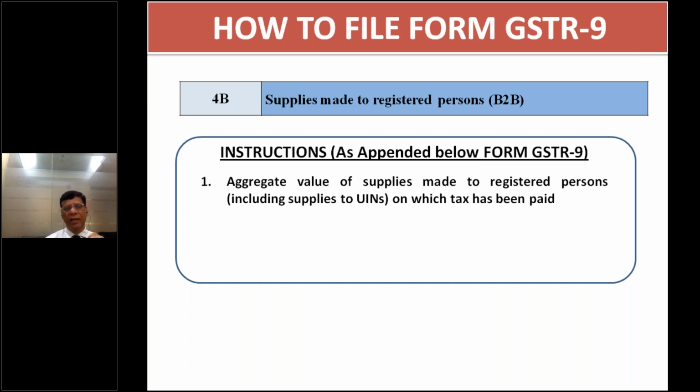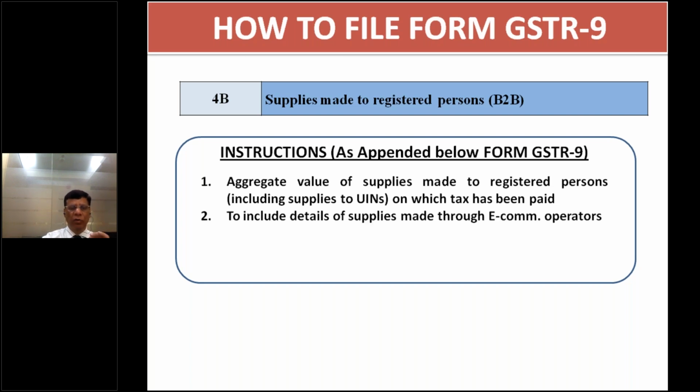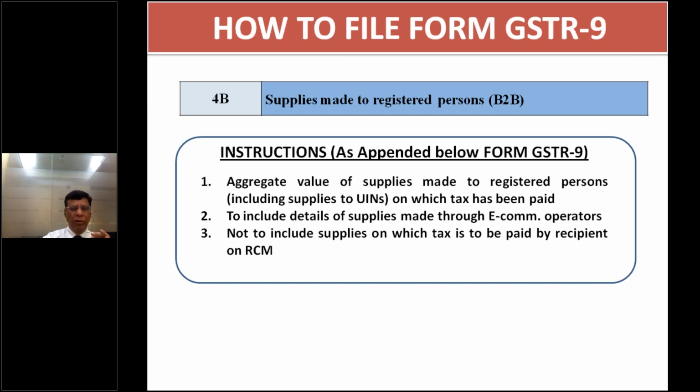Table 4B. Supplies made to registered persons, B2B. Aggregate value of supplies made to registered persons, including supplies to UINs on which tax has been paid. Once again, I am emphasizing on the word on which tax has been paid. Now, this statement is not ambiguous. This is categorically stated that on which tax has been paid. To include details of supplies made through e-commerce operator, not to include supplies on which tax is to be paid by the recipient on RCM. I have not to include those outward supplies made to B2B on which the recipient is liable to pay tax.